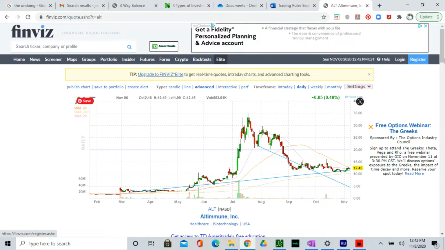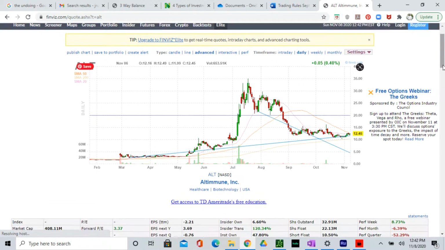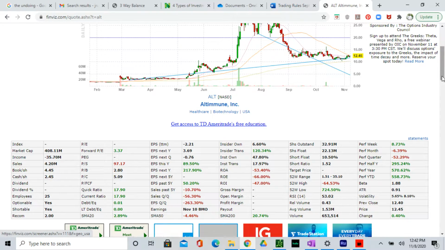So, like I said, we're on Alt Immune, right? We know now that it's in the healthcare sector, and the industry is biotech, and we see what country it is from. So even with this, we're on to a great start. We already know what sector and what industry it's in. So what else do we need to know?